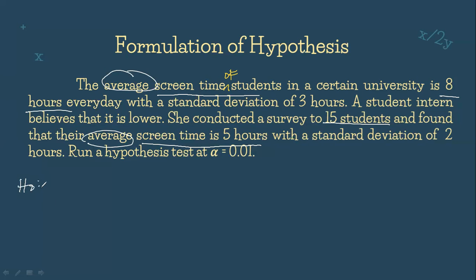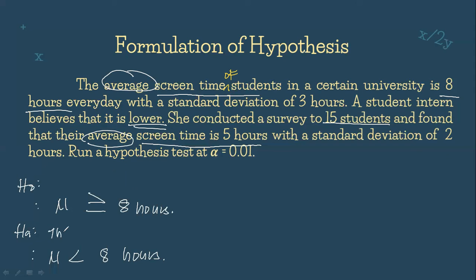So we have here H0 and HA. So first, tignan natin kung may mga words po ba na lesser or greater, lower or higher. So dito po sa problem na to, si student intern believes that it is lower. So therefore, anong una natin pwedeng magawa? It is the alternative hypothesis. So pwede natin sabihin na mu is lower than 8 hours. So dito naman po, anong kabaliktaran ng less than? That is greater than or equal to 8 hours.